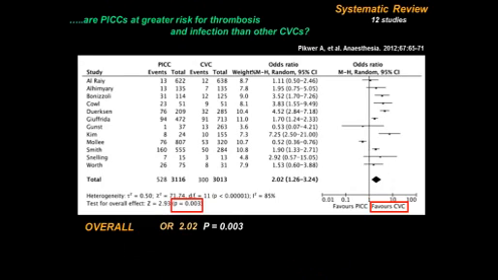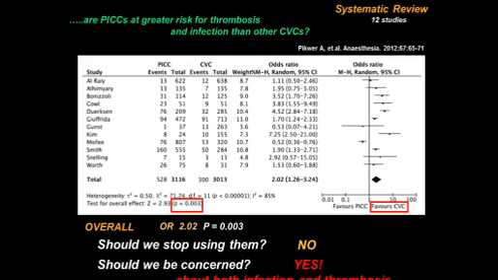Now, again, here is the citation, and you can see that this study was just published in the early part of 2012. So this is relatively new data. And then they combined all of the complication rates and found that you have 2 times more chance of a complication with a PICC catheter than with a CVC. So, should we stop using them? The trend is not going in the right direction. I would say no. Should we be concerned? I would say yes, indeed, about both infection and thrombosis.